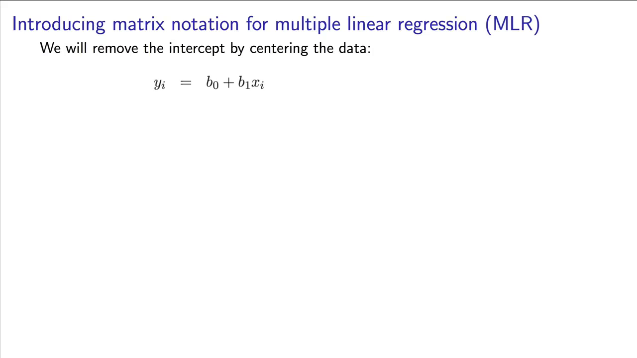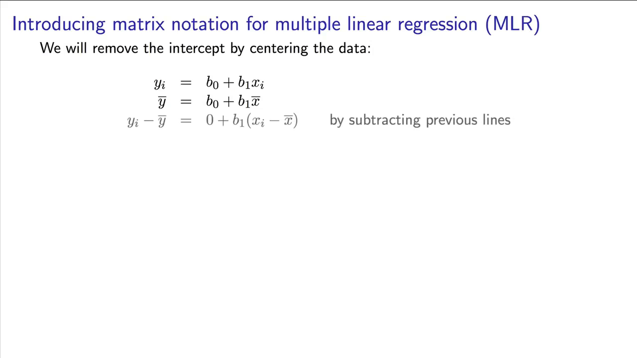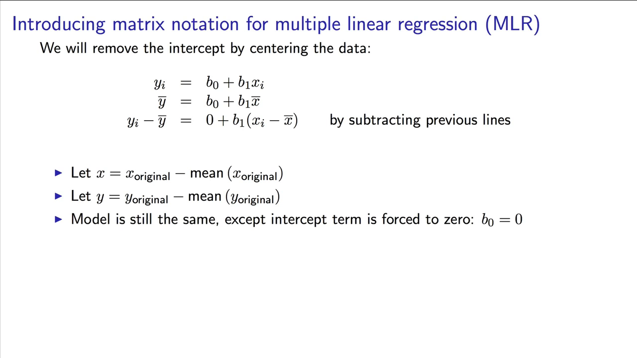We remove it by first stating the regular regression model. Then in the second line, we restate the regression model at the point which we know the model will pass through, the averages. Thirdly, we subtract the second line from the first line. This creates a new regression model, where our variables are in their centered form. In other words, instead of xi, we use xi minus the mean of all x values. Instead of yi, we use yi minus the mean of the y's. Recall that centering is a process that simply shifts the variable, but maintains all of the relationships that it has.